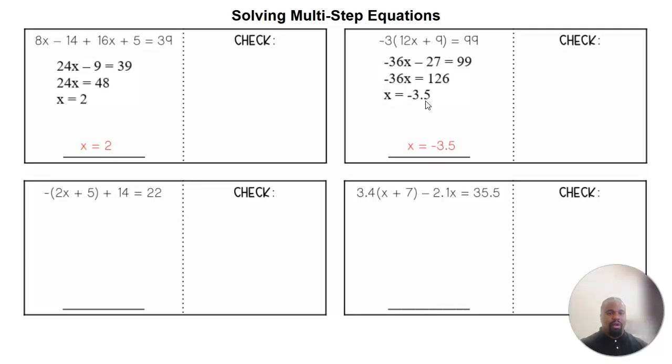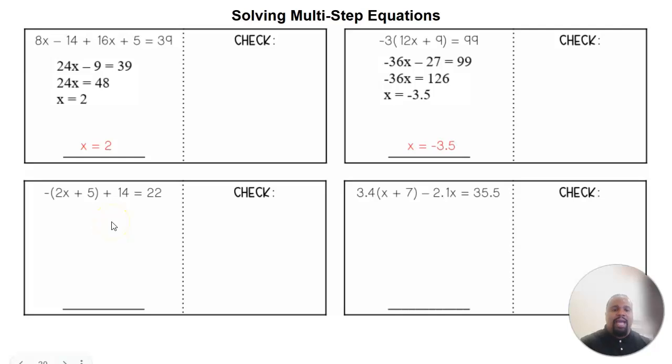All right. Looking at this problem here, this is distributive property. Notice there's no number there. However, look at that as an invisible one. Anytime we don't see a number in front of a variable, or we just see a negative sign with no number, it's an invisible one. So look at this as saying negative 1. So this is saying negative 1 times 2x plus 5 plus 14 equals 22.